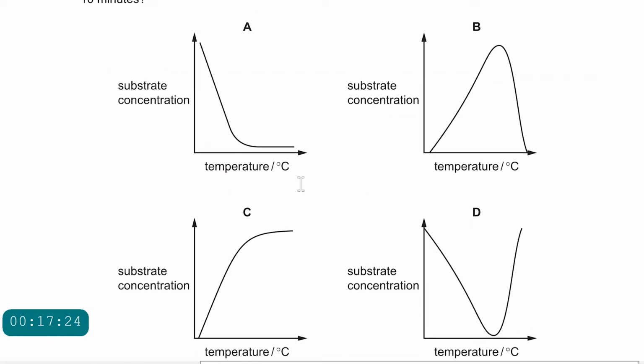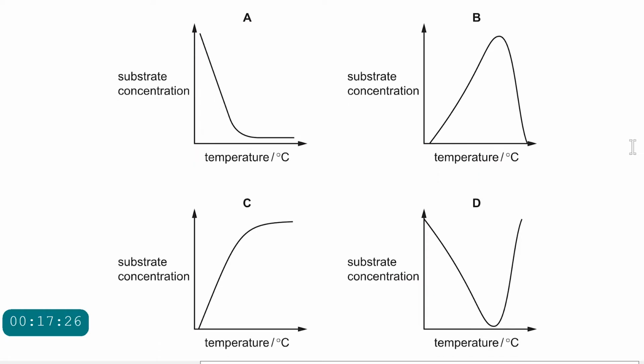So what we have here, we obviously know at the optimum temperature, the substrate concentration decreases the most because there are the most enzyme substrate complexes being formed at this time. Therefore, it's obvious that the substrate concentration decreases rapidly at that optimum temperature. And by the way, look carefully at the axes. It says here it's substrate concentration, not the rate of reaction.